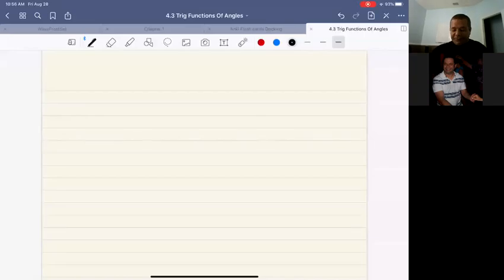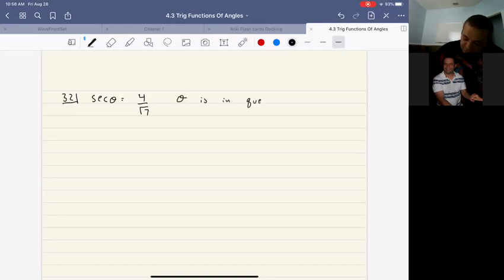All right, let's just keep on plugging away. So number 32 says the following. Secant theta equals 4 over root 7, and theta is in quadrant 4. Find cosecant of theta.